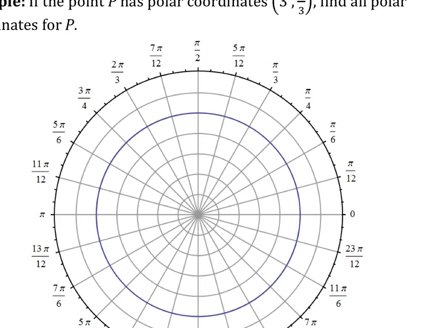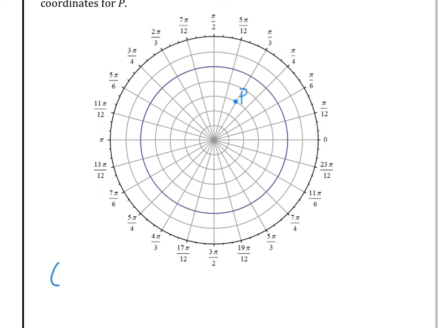Okay, 3 pi over 3 is here. So what we're going to do is find all the different ways that we can get to this point, 3 pi over 3. Let's say that I have to keep this radius positive, and I also want to keep this angle positive.